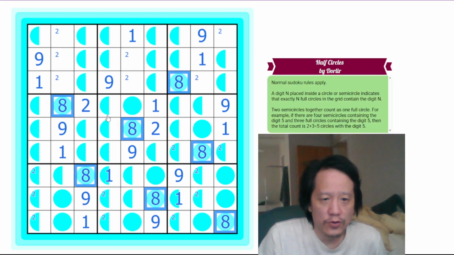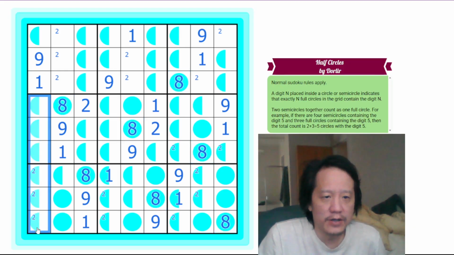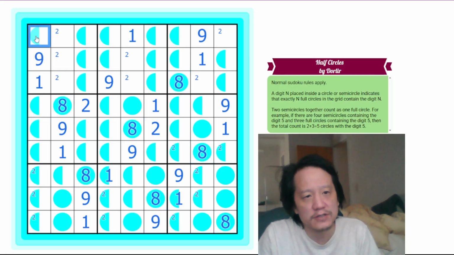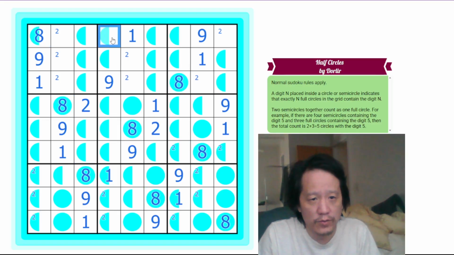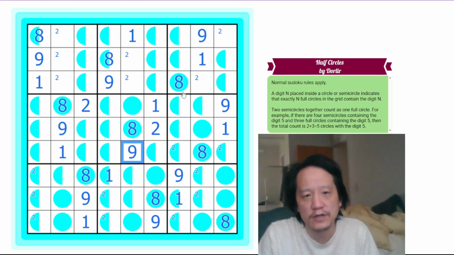So we're looking for an 8 in column 1, cannot be here because of the 8s in the boxes, so this must be 8 here. In column 4, we're looking for an 8, cannot be 8 here because of 8 in the boxes, can't be here because of 8 in the row, so this must be an 8 there.